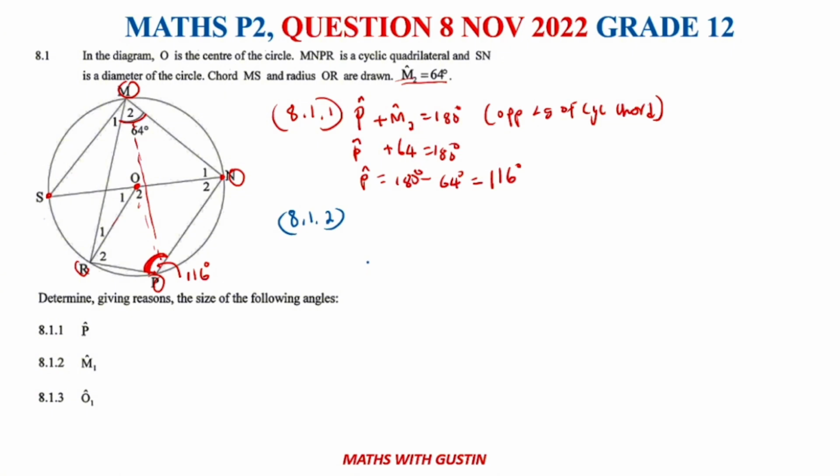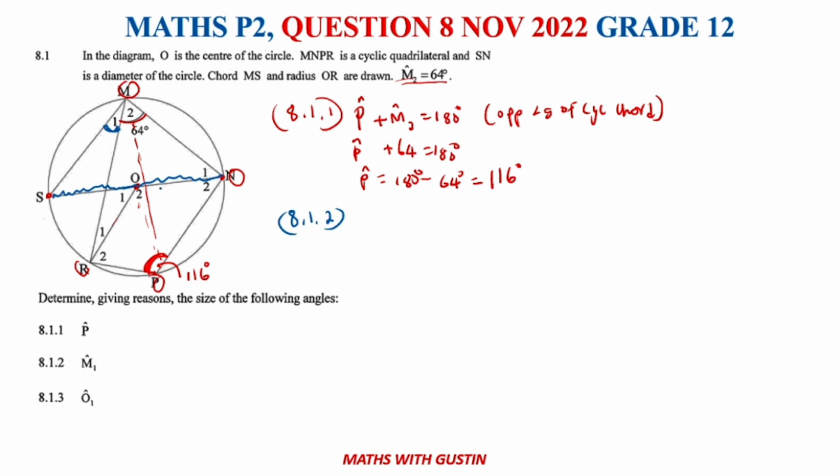8.1.2 says we must look for M1. So there is M1 there. Let's have a look at this one properly. We have got M1, we have got M2 there. But remember, what did the question say? The question said SN is a diameter.